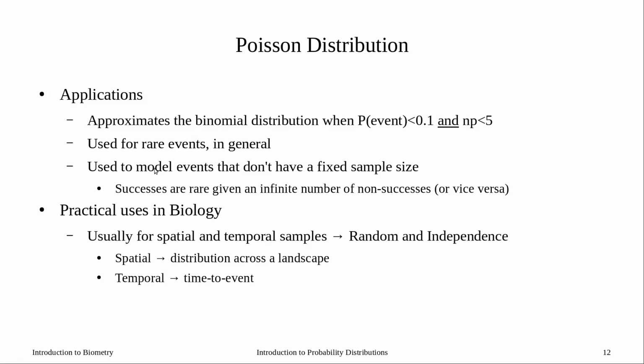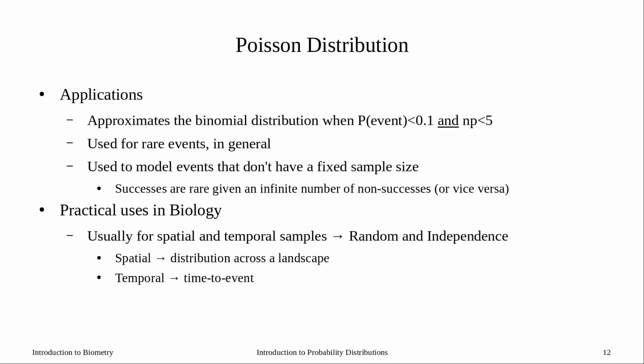It also models events that don't have a fixed sample size, or I should say, they don't have an out of number. So for example, if we were to ask what's the probability that the phone will ring in 1 minute? This is a Poisson distribution because the phone might never ring. So the total number of possibilities is infinite. And that means the probability of the phone ringing itself is going to be a very rare event.